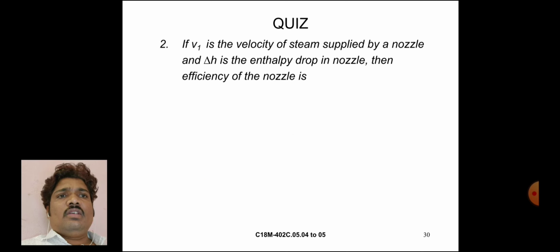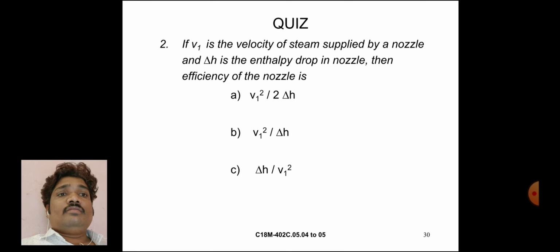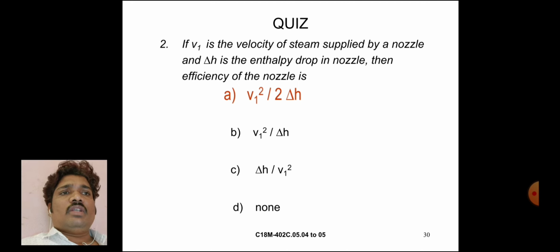If V1 is the velocity of steam supplied by a nozzle and delta H is the enthalpy drop in the nozzle, then the efficiency of the nozzle is which one? The answer is V1 square by 2 delta H.